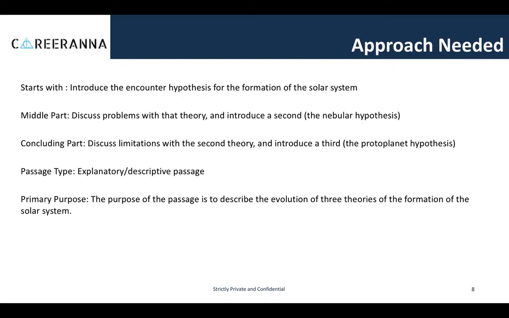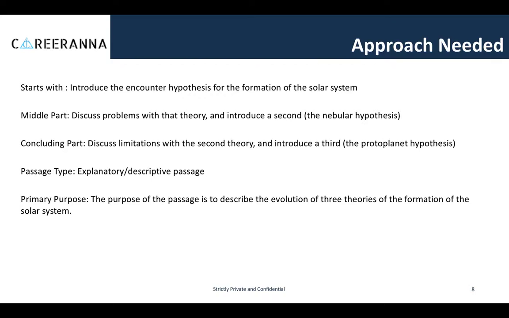Apart from that, you should know the tone of the passage, whether it is descriptive, whether it is appreciative, whether it is criticizing. In this particular passage which you just read, the tone was explanatory or descriptive. Now, the third thing which we discussed was the purpose of the passage. If you understand the starting, middle and concluding parts, you will understand the purpose of the passage was to describe the evolution of three theories of the formation of the solar system.